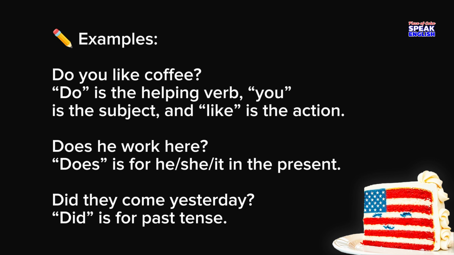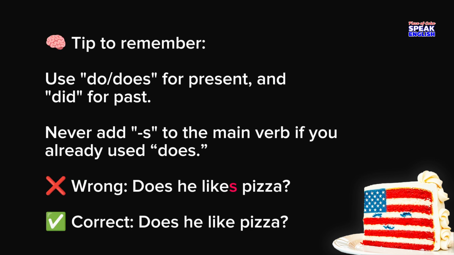Does he work here? Does is for he, she, or it in the present. Did they come yesterday? Did is for past tense. Tip to remember: use do or does for present and did for past. Never add s to the main verb if you already used does. Wrong: Does he likes pizza? Correct: Does he like pizza?